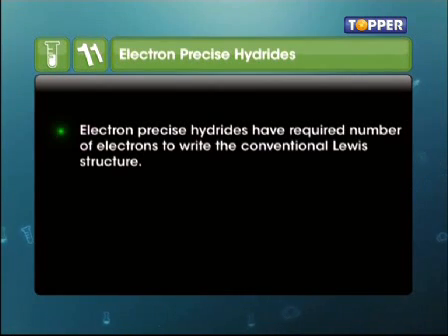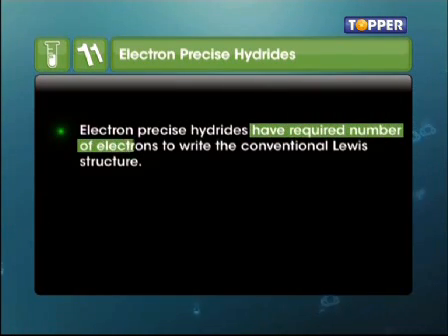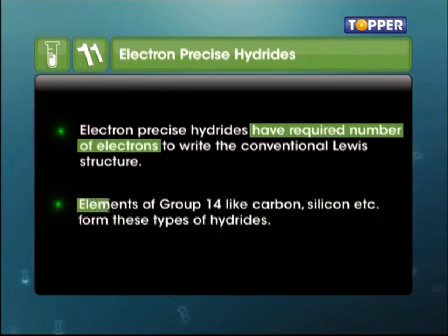Electron precise hydrides have the required number of electrons to write the conventional Lewis structure. Elements of group 14 like carbon, silicon, etc. form these types of hydrides.